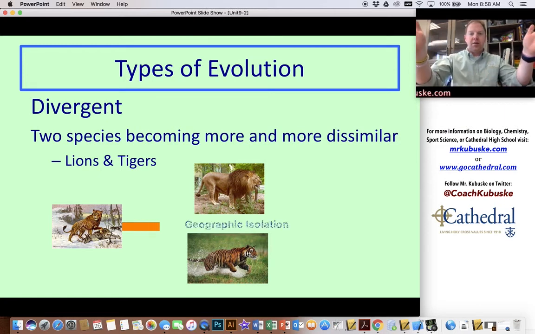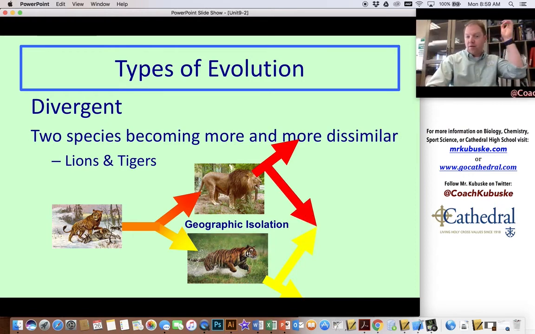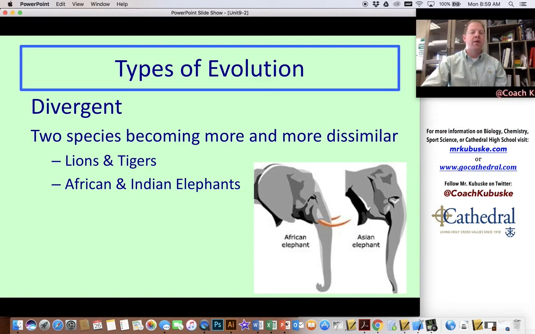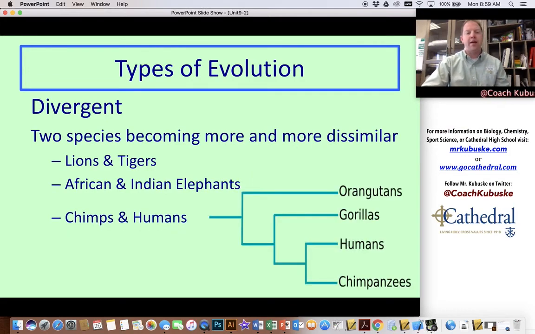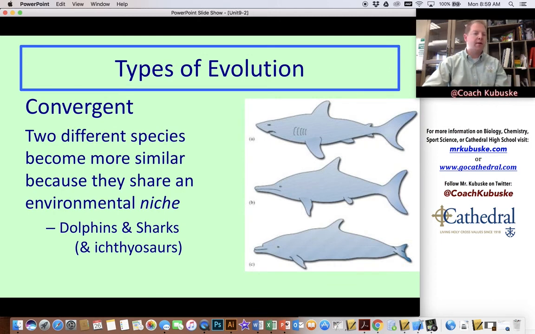There was isolation that occurs. They're splitting and going in opposite directions, and so they're becoming more and more dissimilar. So they're diverging from one another, even though they still technically can make an offspring. So that's divergent. Another good example: African and Indian elephants, chimps and humans. It's caused by speciation. Okay?